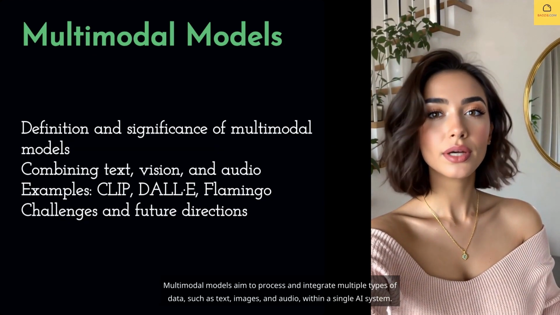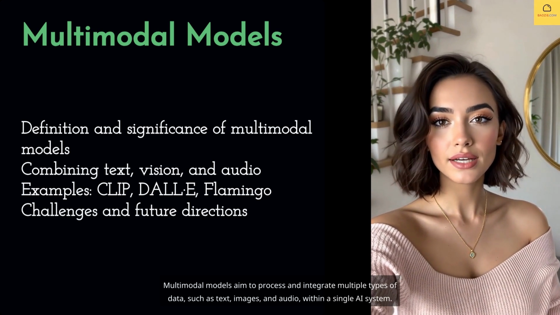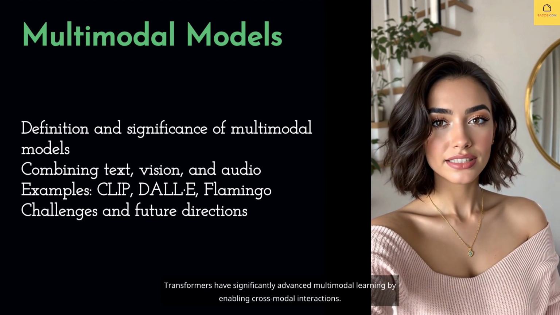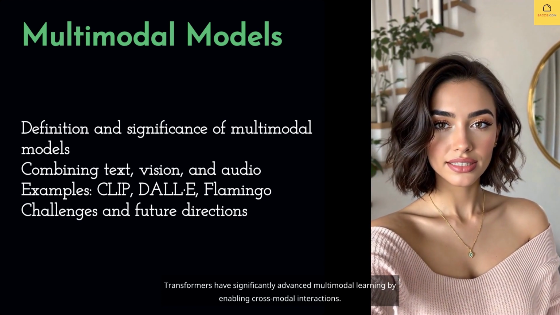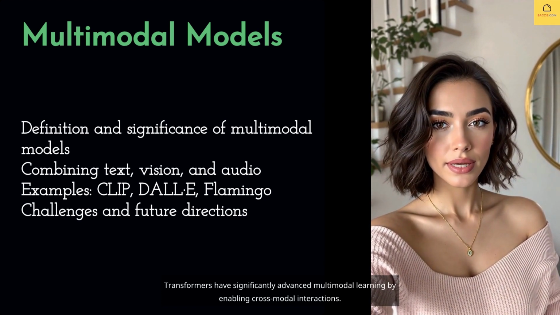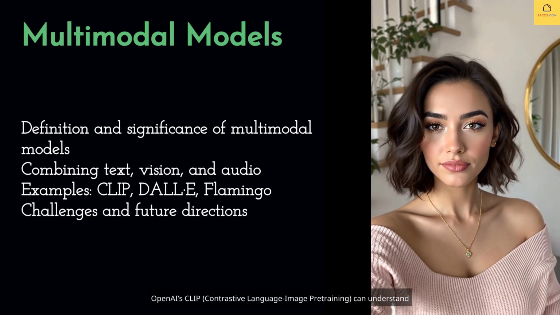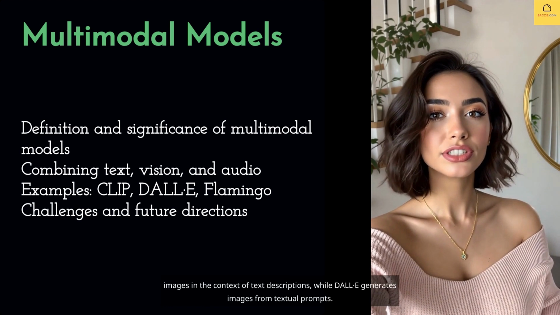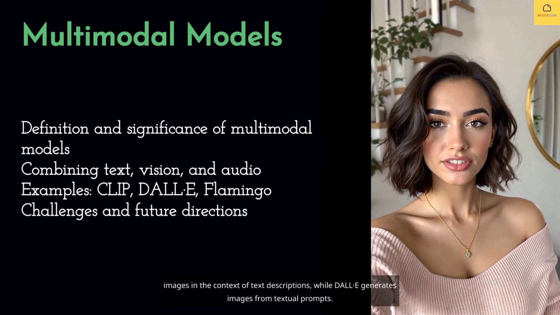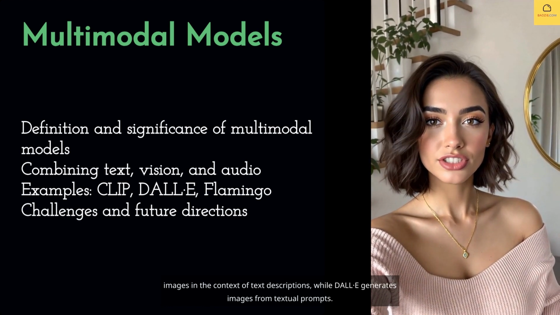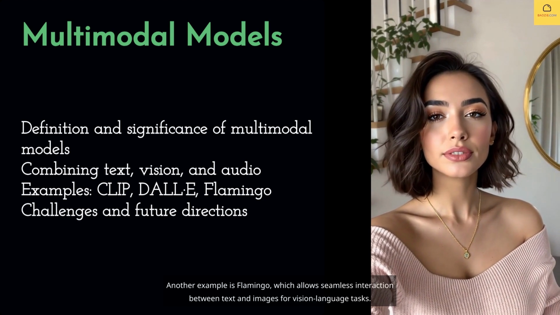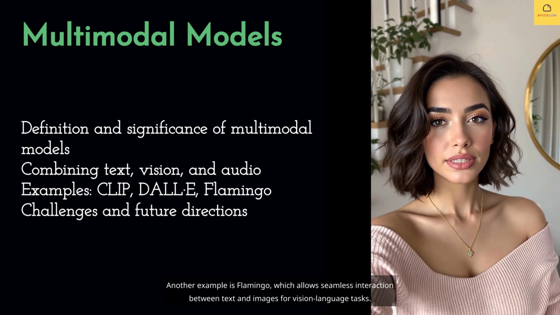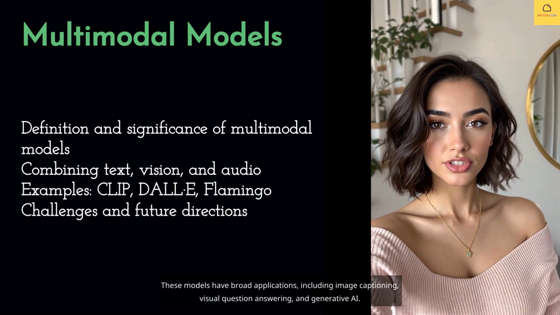Multimodal models aim to process and integrate multiple types of data, such as text, images, and audio, within a single AI system. Transformers have significantly advanced multimodal learning by enabling cross-modal interactions. OpenAI's CLIP, contrastive language image pre-training, can understand images in the context of text descriptions, while DALL-E generates images from textual prompts. Another example is Flamingo, which allows seamless interaction between text and images for vision language tasks.